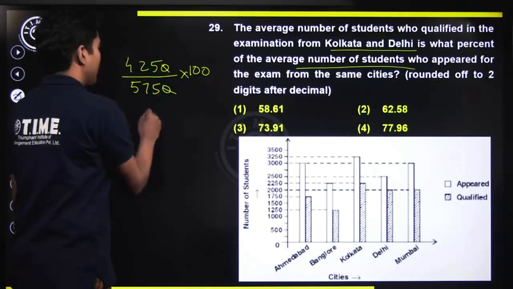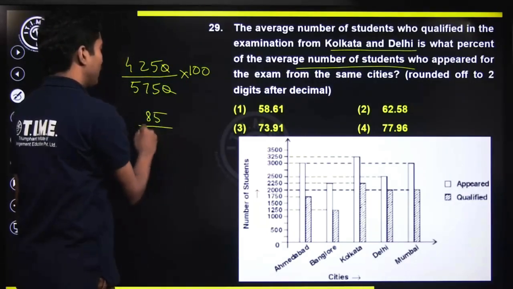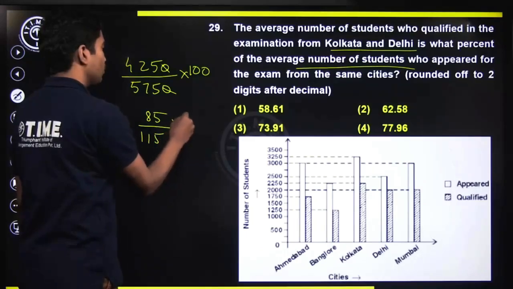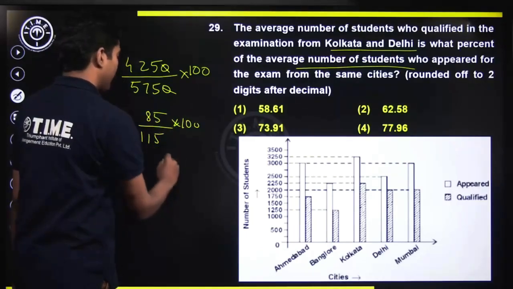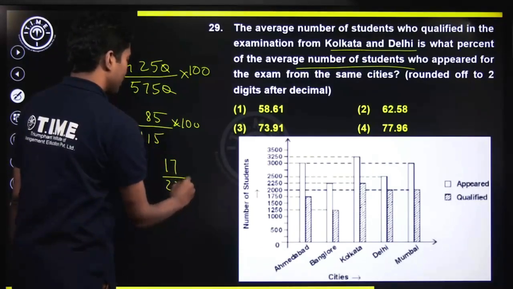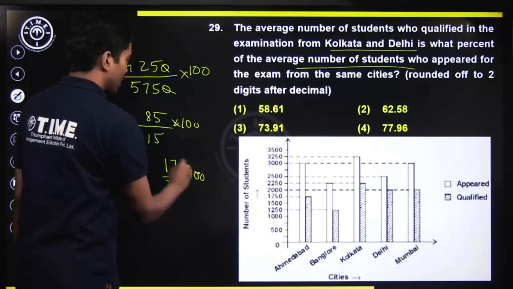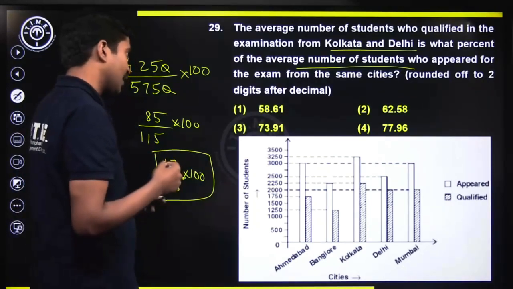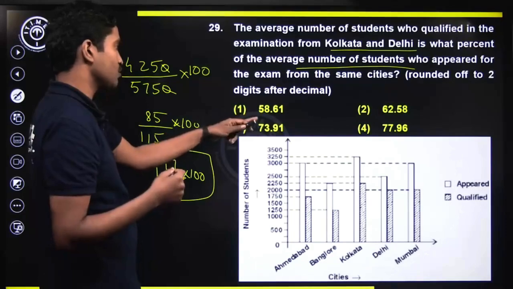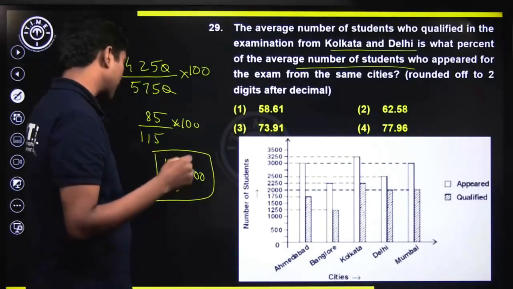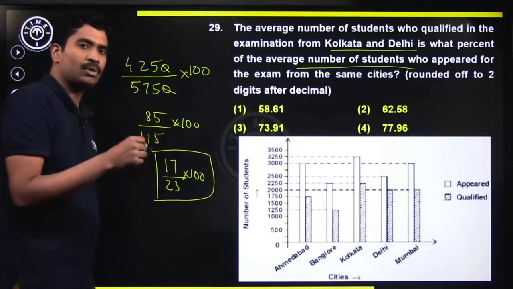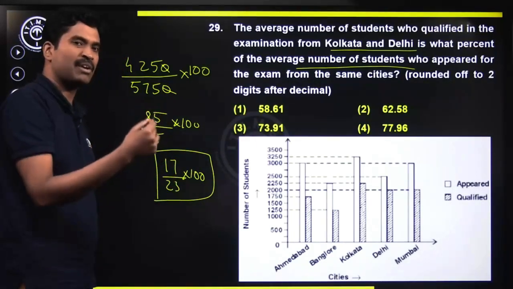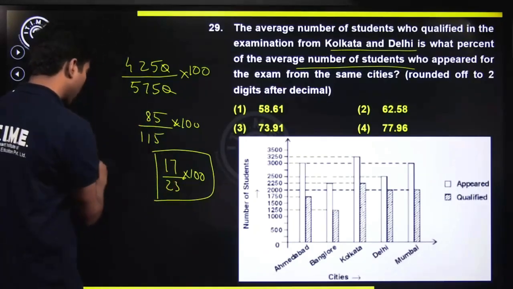0 cancels. 85 by 115 into 100, and further 5 17s by 23, 17 by 23 into 100. This is where we stand. So 17 by 23 percent is what I'm looking at. Now my options are 60%, 62, 73, 75. I know 18 by 24 is 3 by 4, 75%. So this looks pretty close.